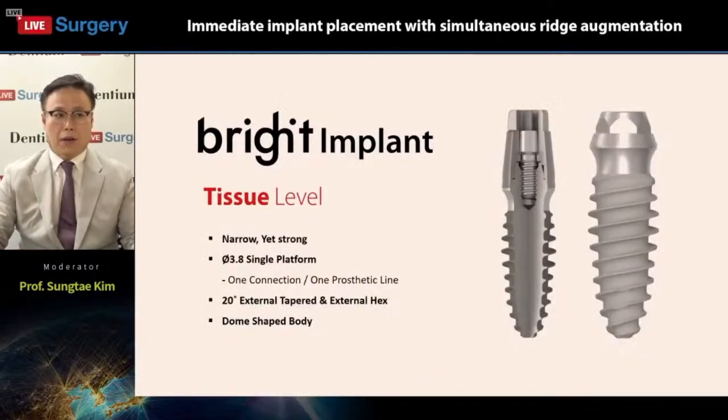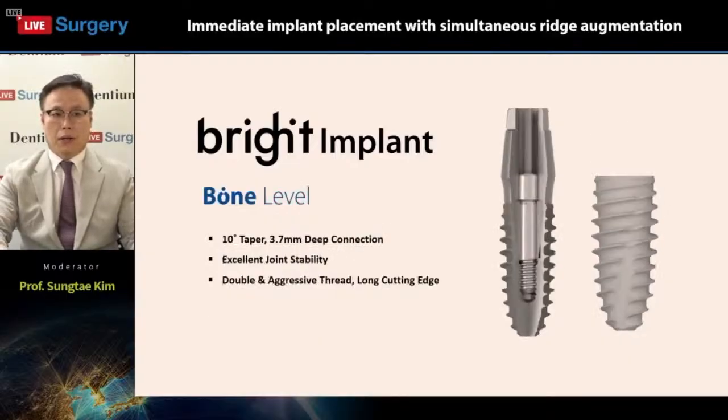There's two different types of the bright implant. One is tissue level, is very strong, it's convenient. If you see the design, the connection part is a kind of an external connection type, and also outside of the metal wall is thick enough, so it's very strong. It's resistant to fracture. And also the thread design is very convenient for the immediate implant placement.